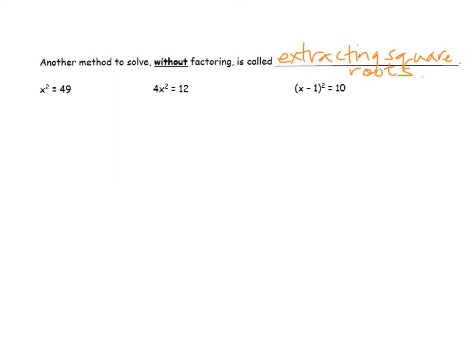If you're going to extract square roots, what you want to do is isolate just the x squared term. So that means you can't have a plain x term like we had up above. You can only have an x squared in your equation. Once you isolate it, then what you're going to do is take the square root. So that's kind of the game plan. Let's take a look at that first example.